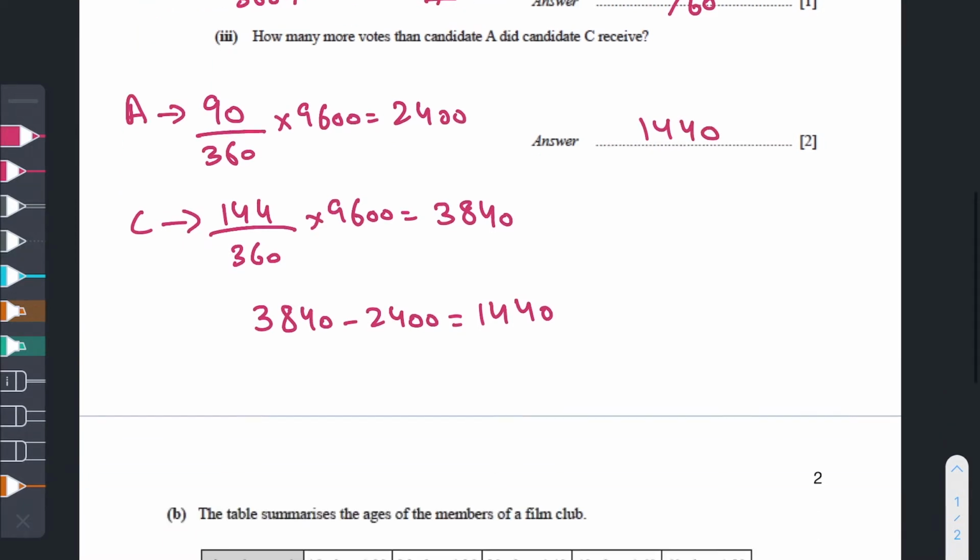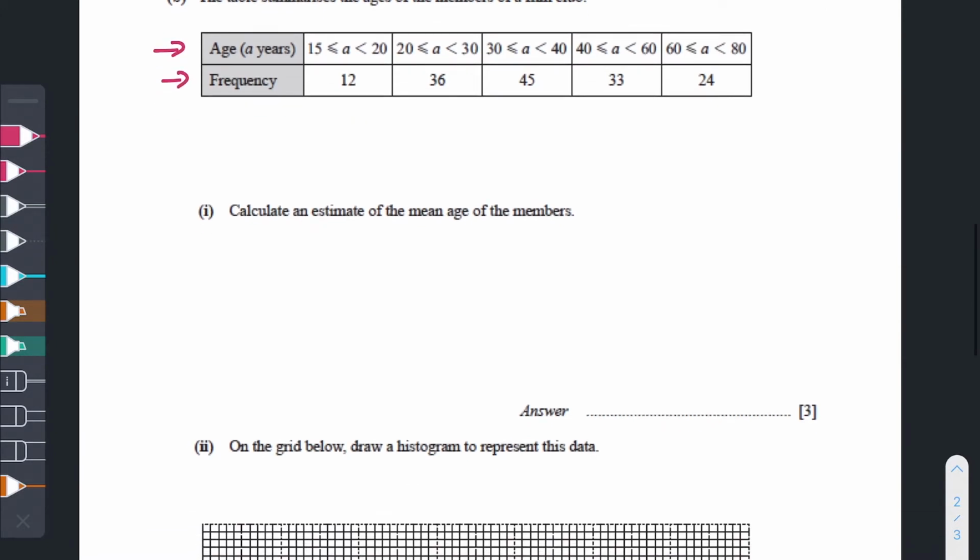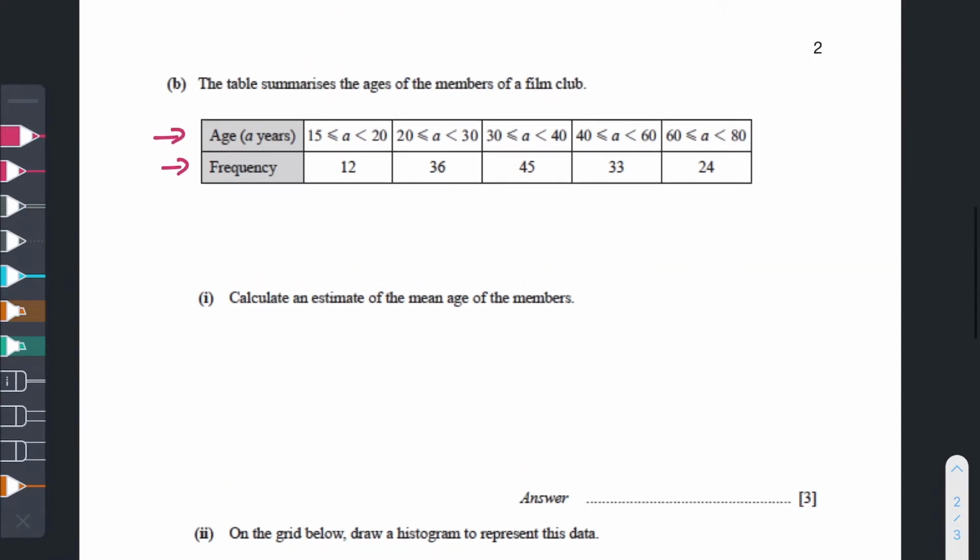Okay, the next part says the table summarizes the age of the members of a film club. The age is given in intervals and here is the frequency given to us. The first part says calculate an estimate of the mean age of the members. In order to find the mean age of the members, first of all, let's draw two rows over here, one above it and one below it.